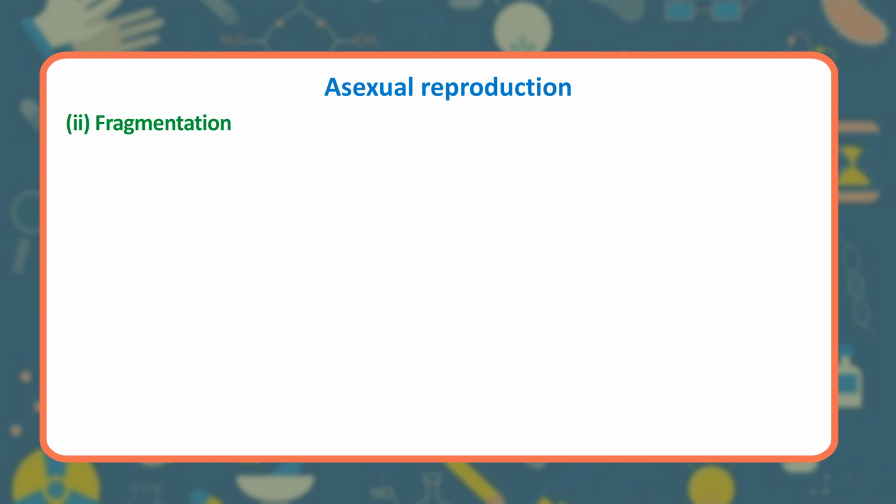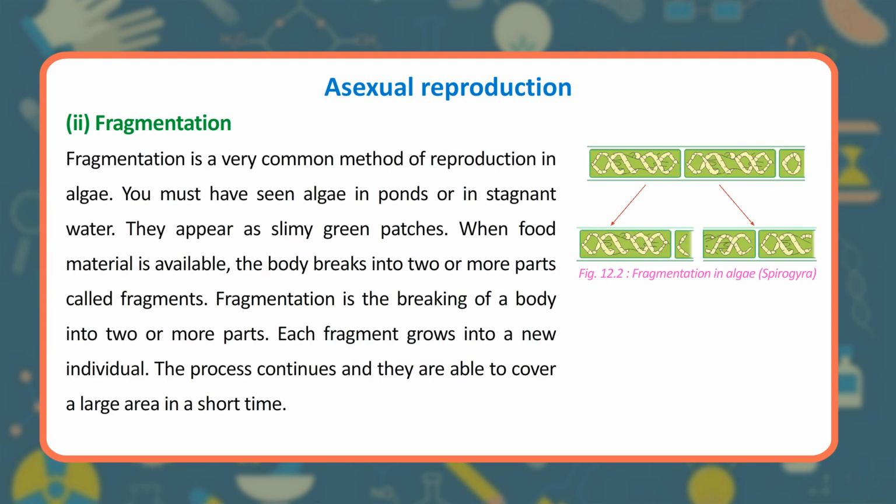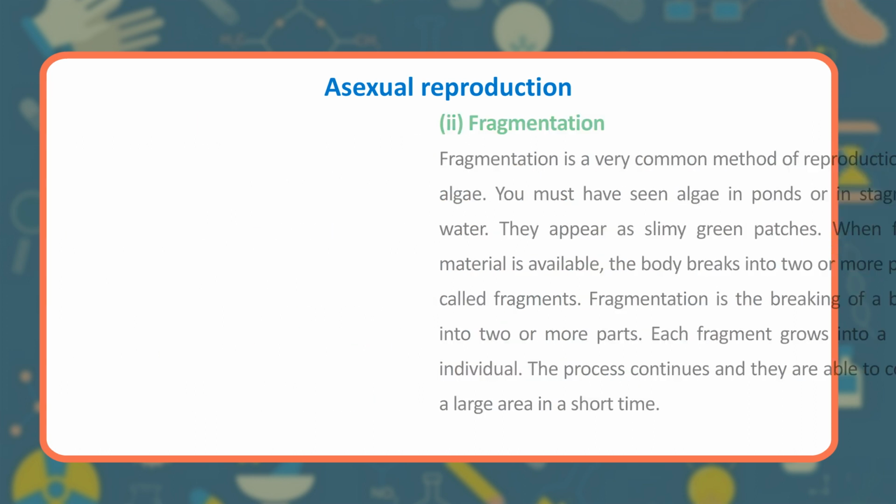2. Fragmentation. Fragmentation is a very common method of reproduction in algae. You must have seen algae in ponds or in stagnant water. They appear as slimy green patches. When food material is available, the body breaks into two or more parts called fragments. Fragmentation is the breaking of a body into two or more parts. Each fragment grows into a new individual. The process continues and they are able to cover a large area in a short time.